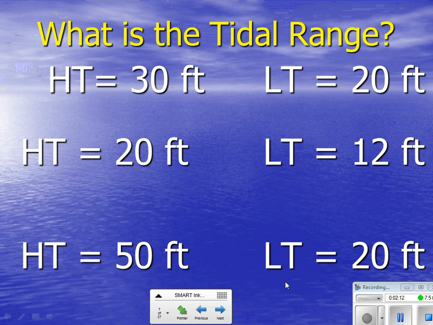And then here you have some problems to do. The high tide, the HT, is 30, and the low tide, the LT, is 20. So if you have 30 and 20 and you subtract, you're going to get a tidal range of 10. So that's what you have to put in there. And then the high tide of 20, the low tide of 12, you just subtract, and you should get, hopefully you're saying, 8. And then a high tide of 50, a low tide of 20, you're subtracting again, and hopefully you're saying that it's 30 feet. Don't forget about the units on there.